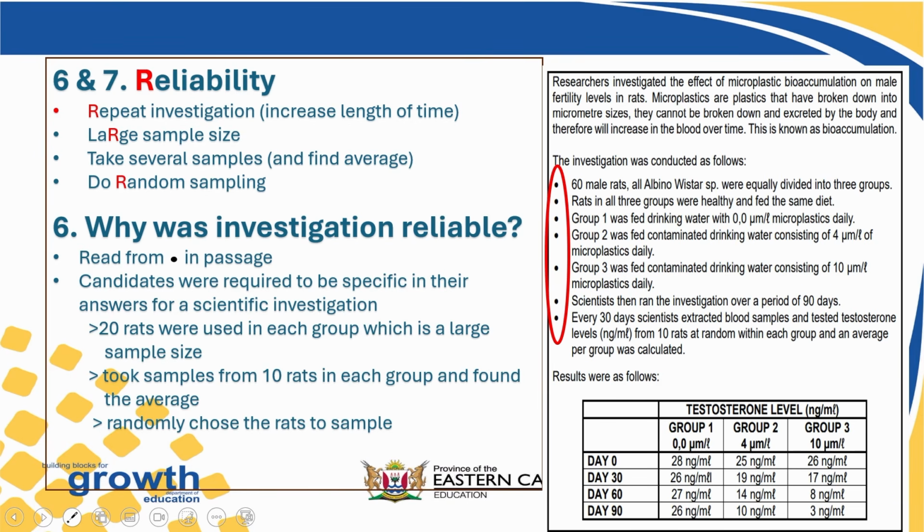Now let's look at another way of asking the same question. Often, instead of saying, how did the scientists make this investigation reliable? They might say, how can we make this investigation more reliable? How can it become more reliable than it already is? Then we need to look at what did they do and what did they not do, to see how they can make it more reliable.